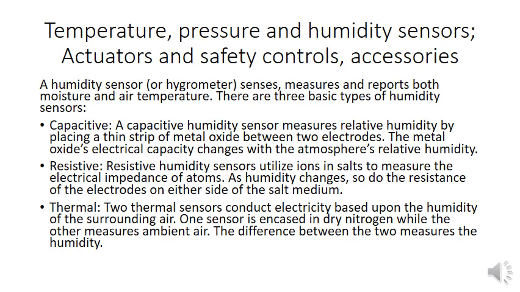The third type of sensor is the thermal sensor. In thermal sensors, two thermal sensors conduct electricity based on the humidity of the surrounding air. One sensor is in dry nitrogen while the other sensor is in ambient air. The difference between the two measures the humidity, dry nitrogen versus ambient air, where humidity is part of the air itself.